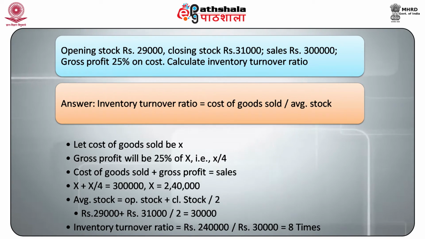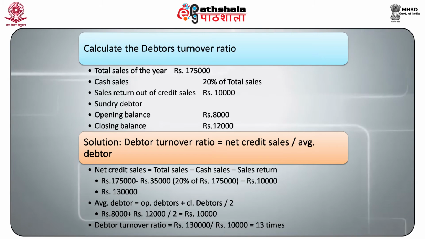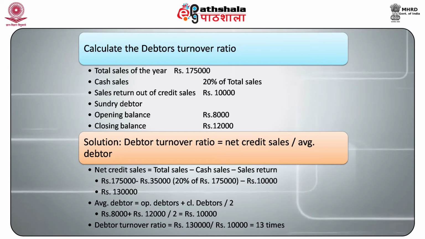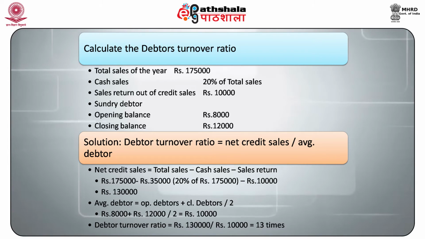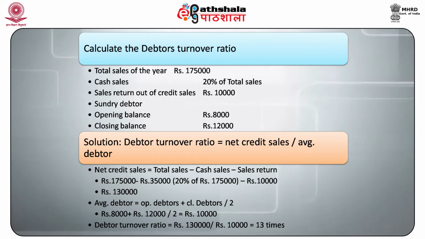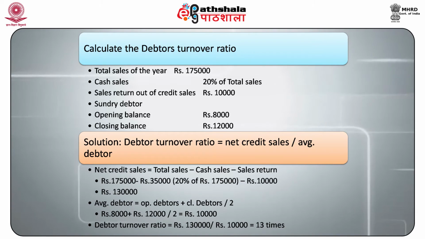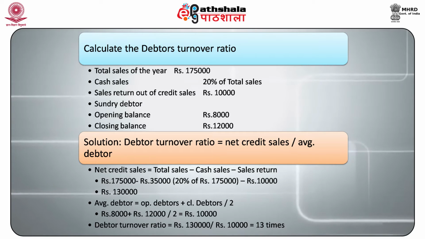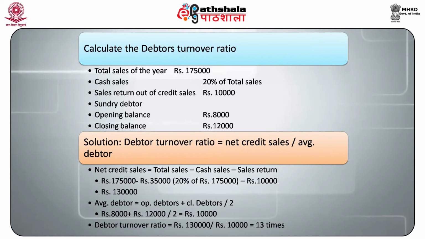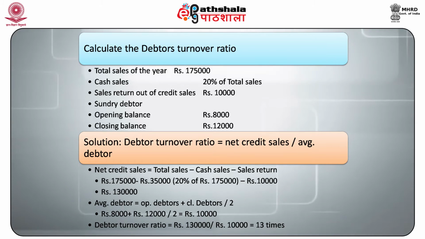Example 7. From the following details, calculate the debtors turnover ratio. Total sales of the year is rupees 1,75,000. Cash sales is 20% of total sales. Sales return out of credit sales is rupees 10,000. Sundry debtors opening balance is rupees 8,000 and the closing balance is rupees 12,000. We need to calculate the debtors turnover ratio.